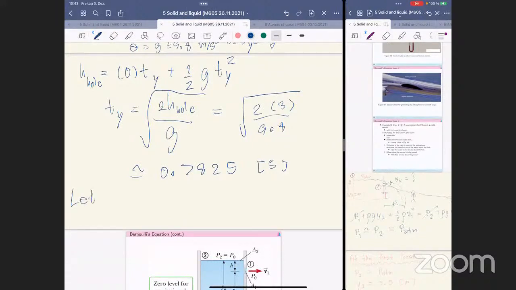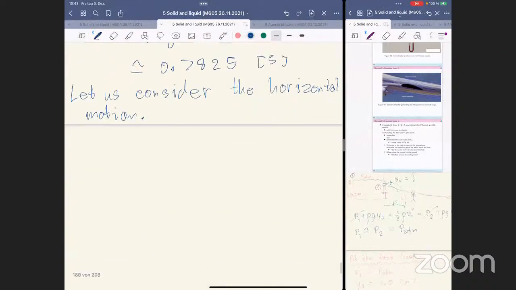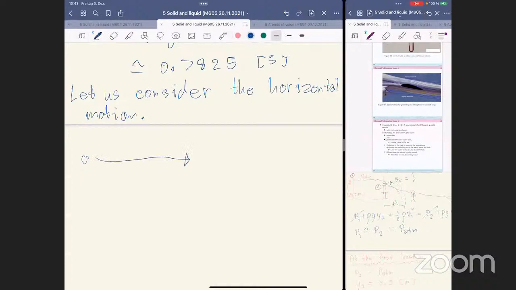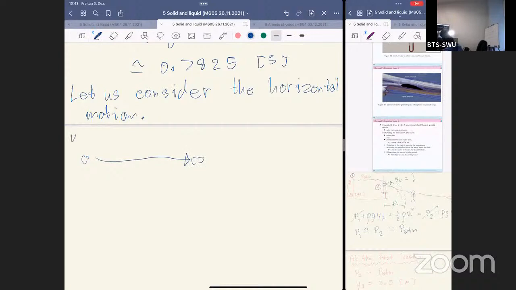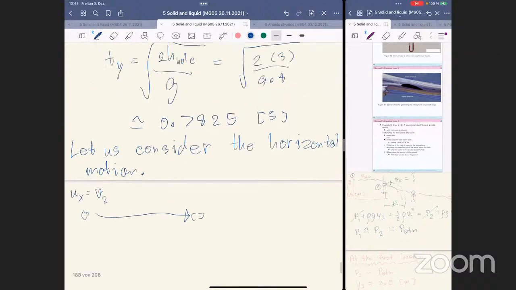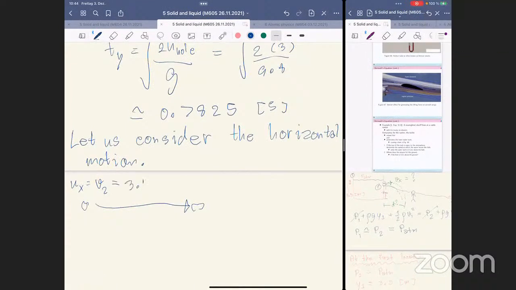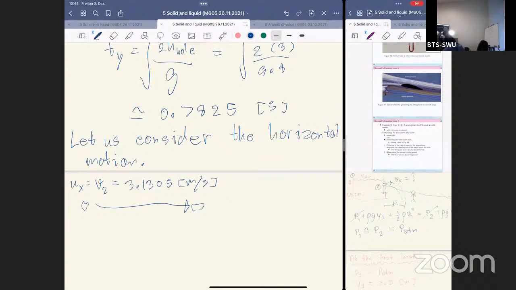So let's consider the horizontal motion. What is the initial speed? Of course, the water drop starts like that and it only has the x component, right? It's going to reach like this. It starts with ux as v2, which is here 3.1305 meter per second. And the final speed, what is the final speed?